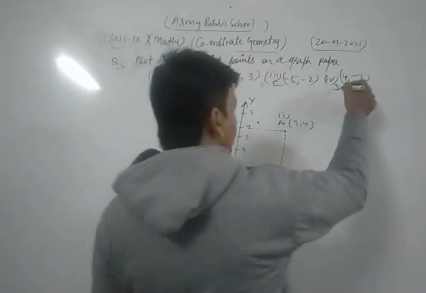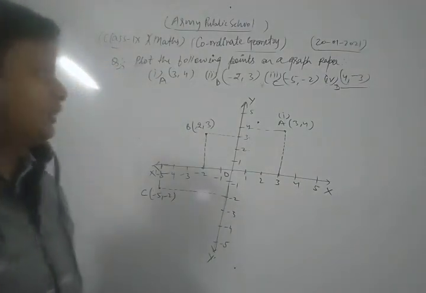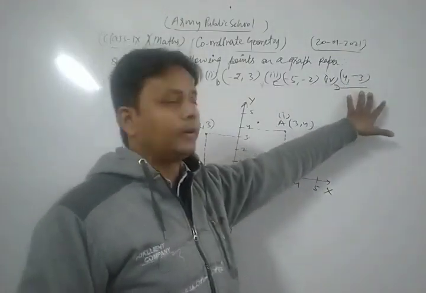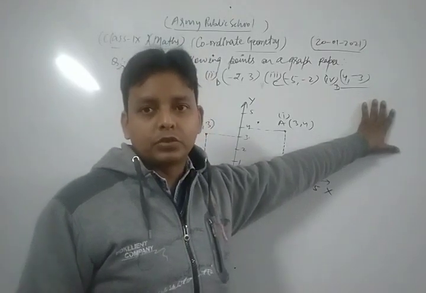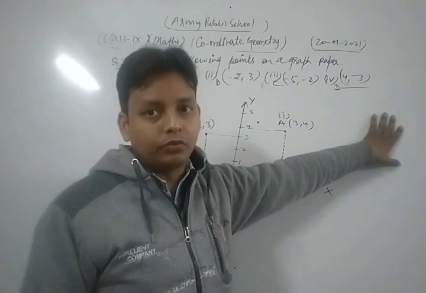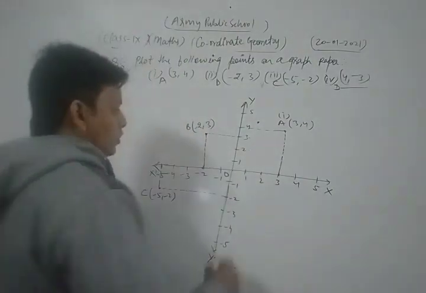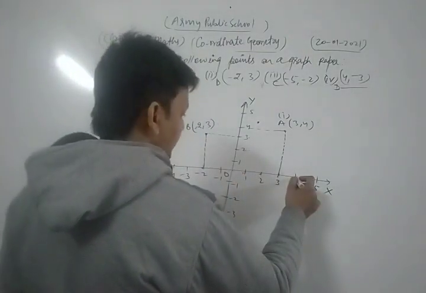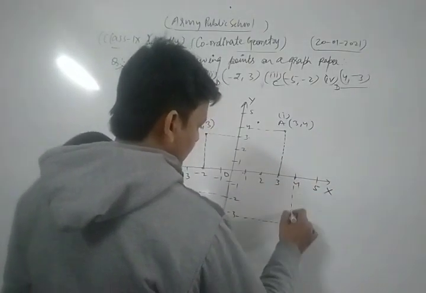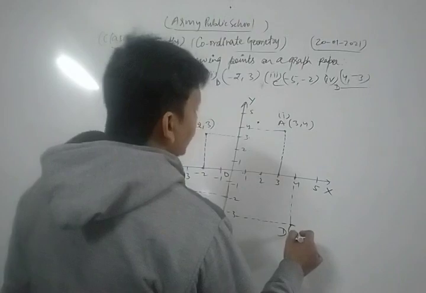Now we discuss the last point D, which is 4, minus 3. Dear student, in that point abscissa is positive but ordinate is what? Negative. So it lies in the fourth quadrant. Now it's plus 4, 1, 2, 3, 4 here, and minus 3, 1, 2, 3. So here the point D lies in that place.